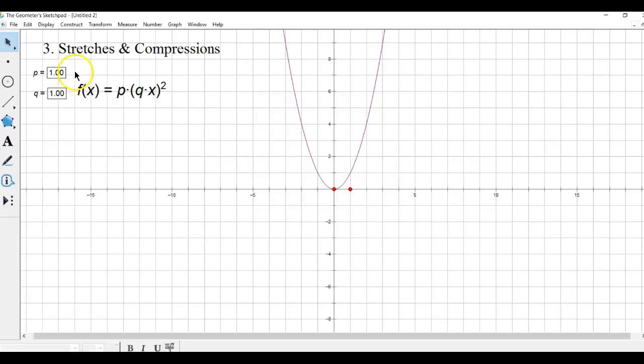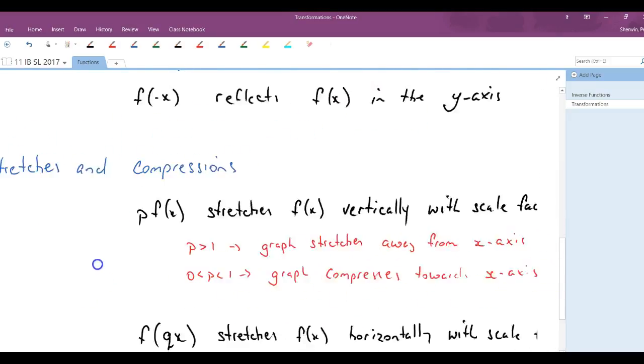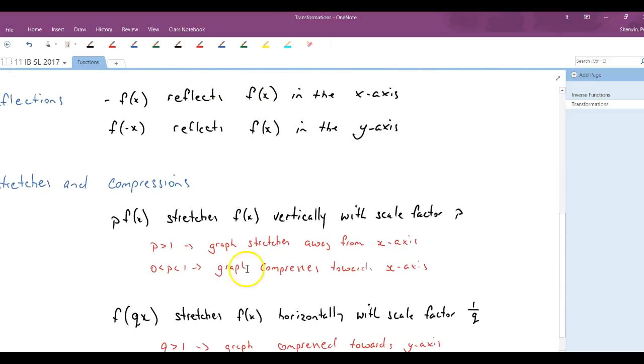Right, so going back to the notes, the value of P stretches the function vertically with scale factor P. So if P is greater than 1, it stretches away from the x-axis. If P is between 0 and 1, it compresses towards the x-axis, and we know that if P is less than 0, then it's a reflection.